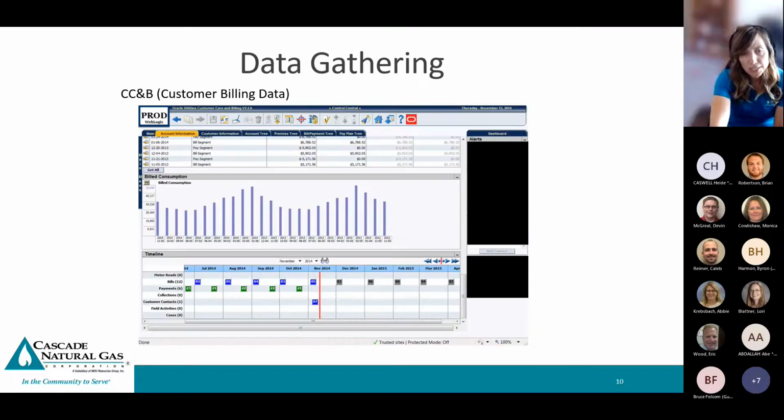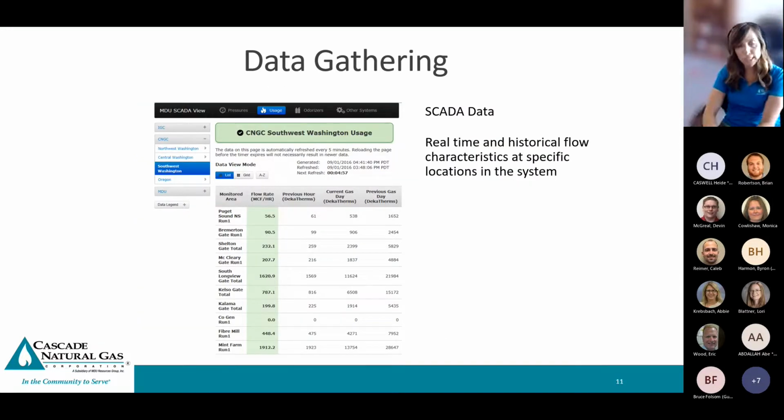Now, to help understand this, and this is some of the slides I was talking about, we'll talk a little more about data gathering, and I have a couple of visual slides on this. This is just a screenshot of CC&B, which is the monthly billing data we have. Like I said, this goes into CMM and then helps us predict our peak usage, which there'll be another slide on. For other data gathering, I just put in a screenshot of our SCADA data. So this is some of our gate flows and large volume flows through gas control, and we have real time and historical flow data on our systems.